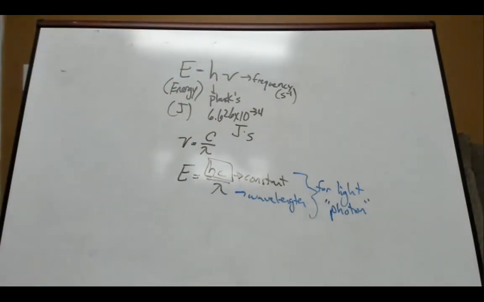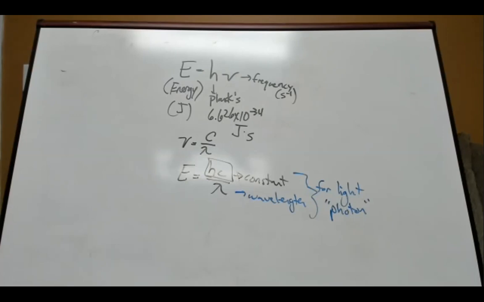Energy is equal to H times C, which is a constant, 3.00 times 10 to the 8th, the speed of light, and then you have Planck's constant, which is written there on the board, divided by the wavelength, right? This is for one photon of light. So if you're given a frequency, you can use the top equation. If you're given a wavelength, you can use the bottom equation to calculate how much energy is contained within that photon.